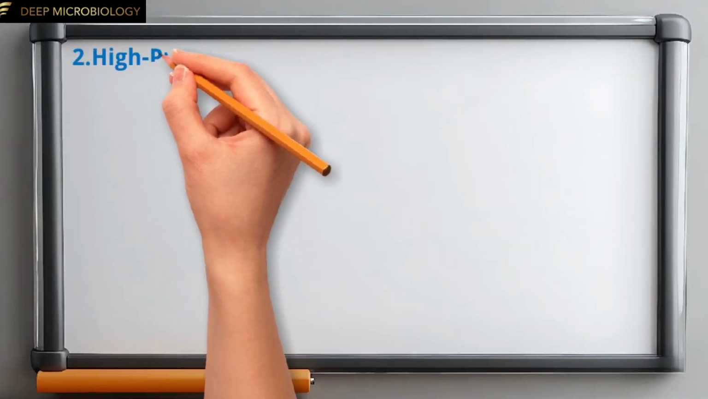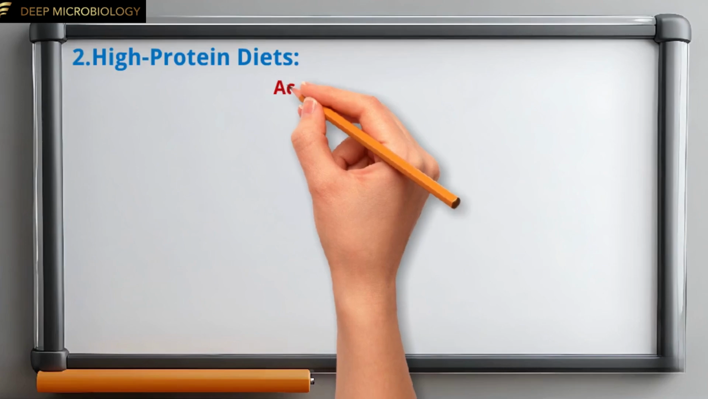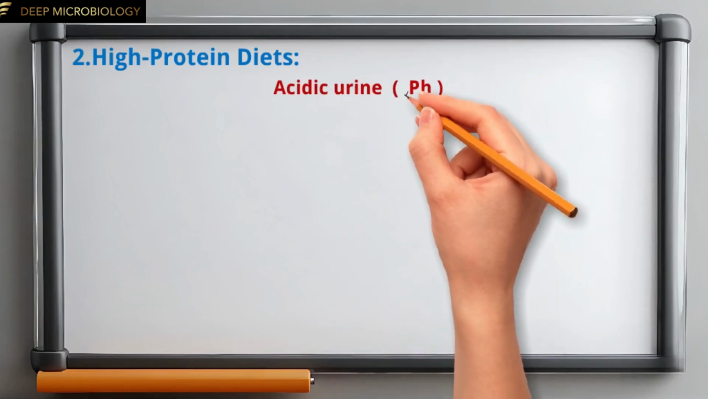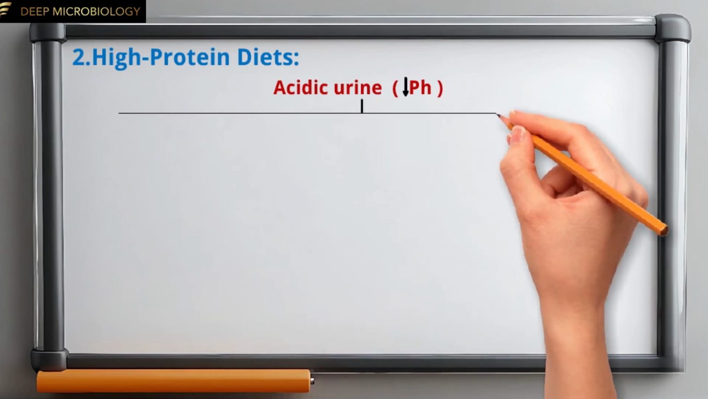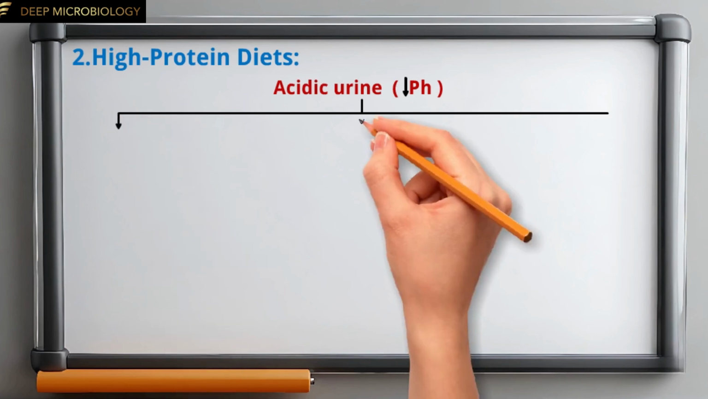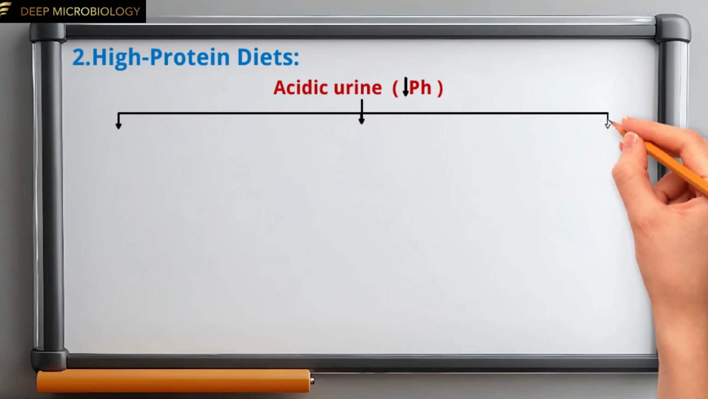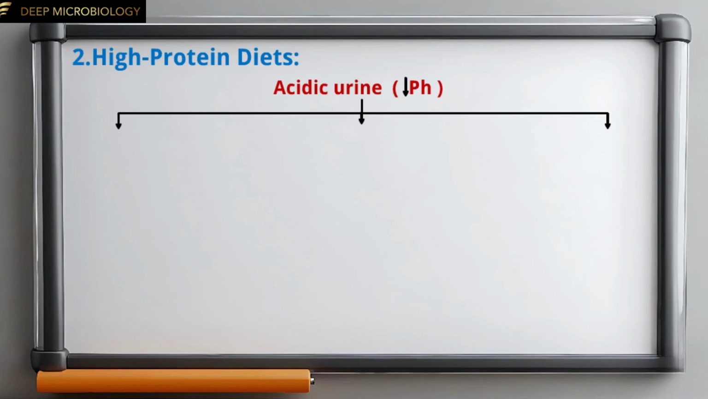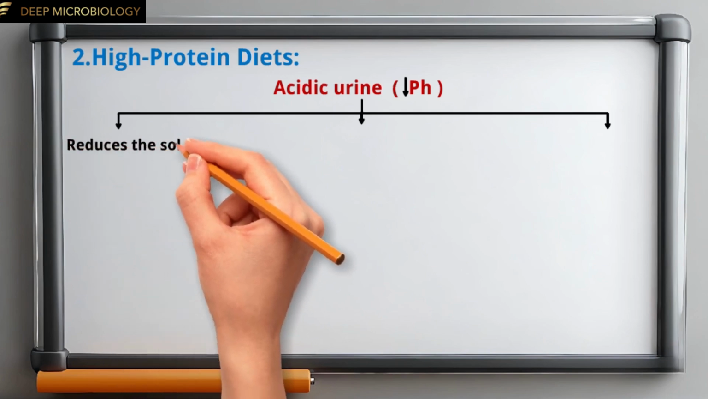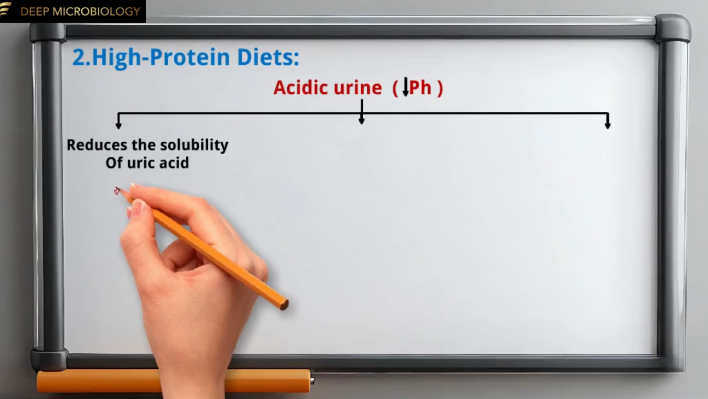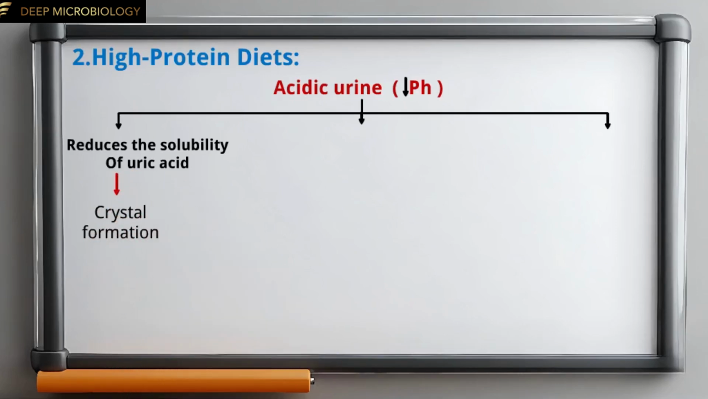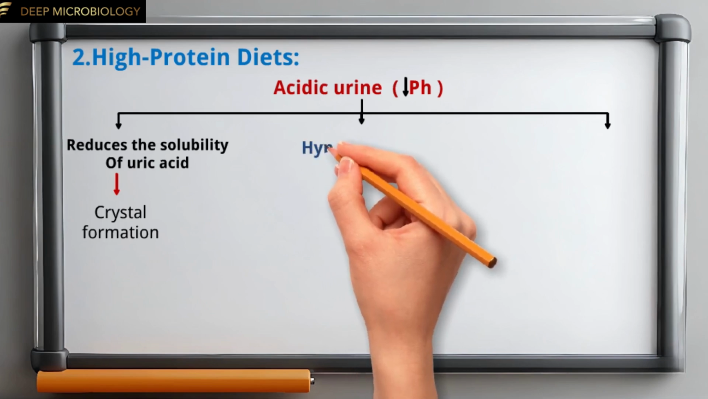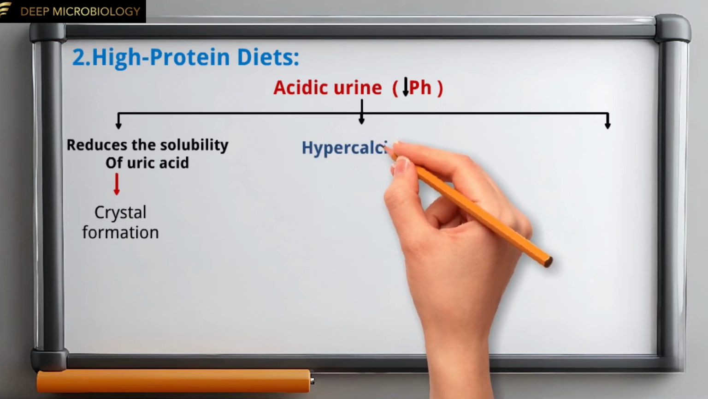2. High-protein diets. A high-protein diet can contribute to the formation of crystals in urine by lowering urinary pH, making it more acidic. When protein is metabolized, sulfur-containing amino acids, such as methionine and cysteine, are broken down, producing sulfuric acid. Acidic urine reduces the solubility of uric acid, increasing the likelihood of crystal formation. Also, this acidity increases calcium excretion in urine, hypercalciuria.